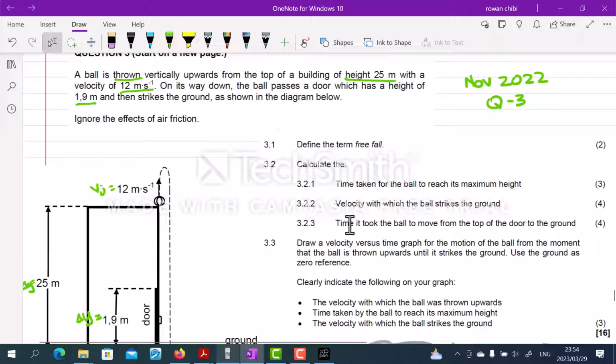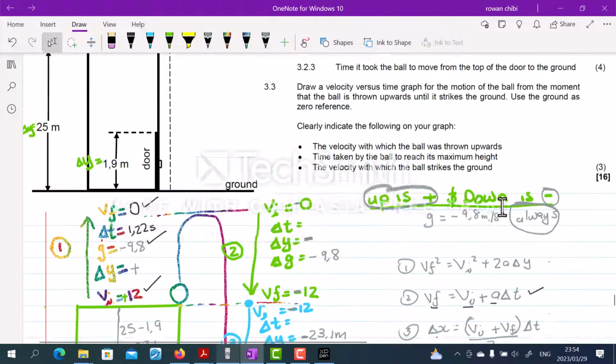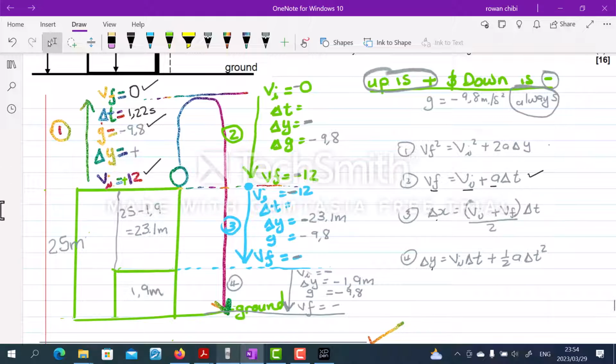Now calculate the velocity with which the ball strikes the ground. So now we want this velocity here, the velocity with which the ball strikes the ground. The ball started here and then it struck the ground. So we want to know what this velocity is, and that velocity is negative.